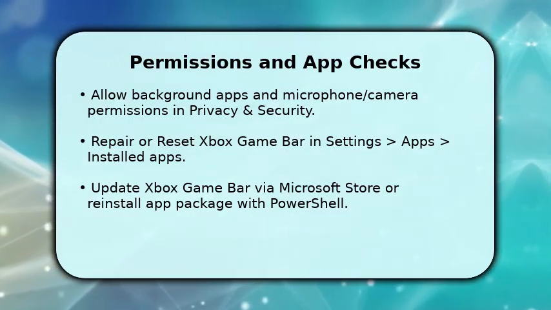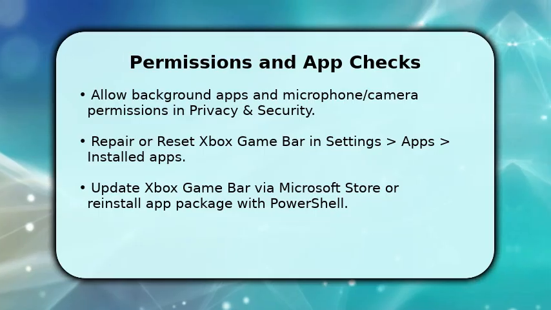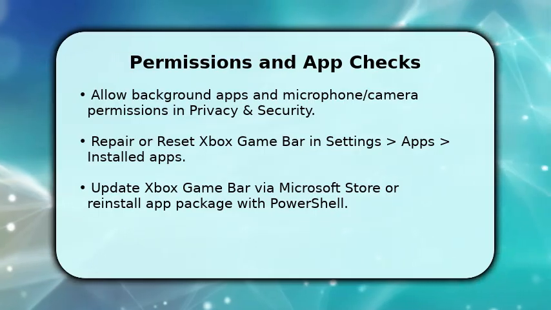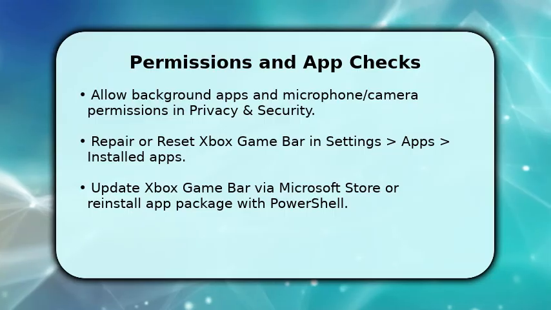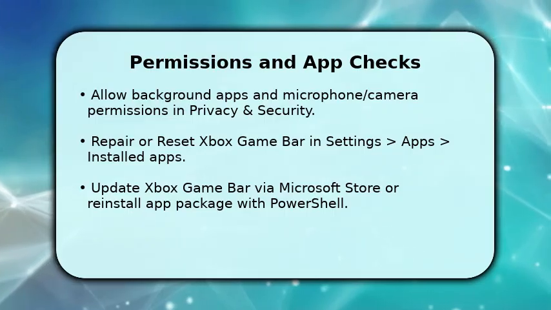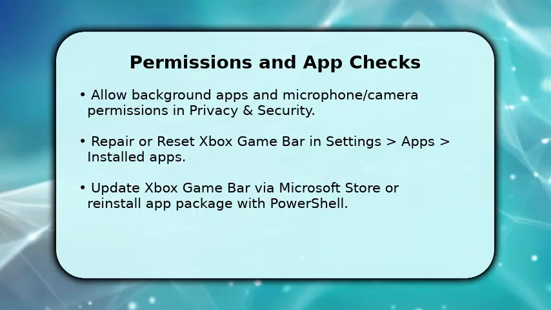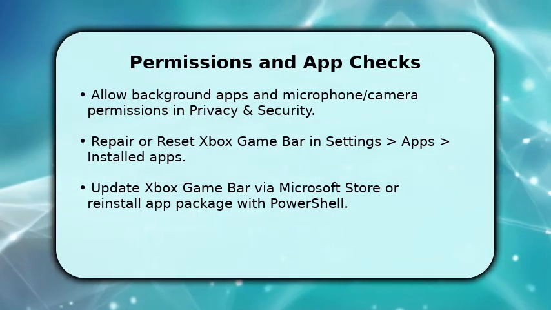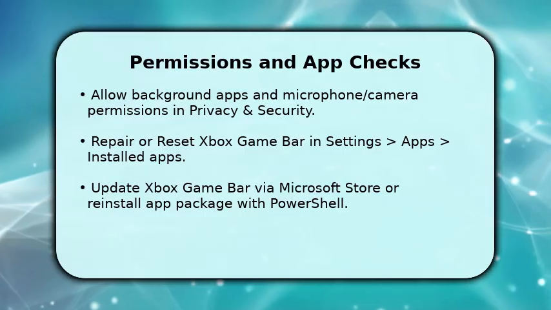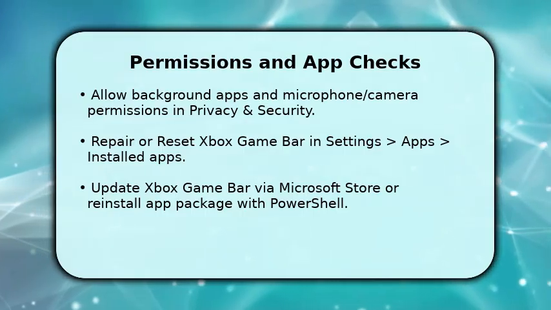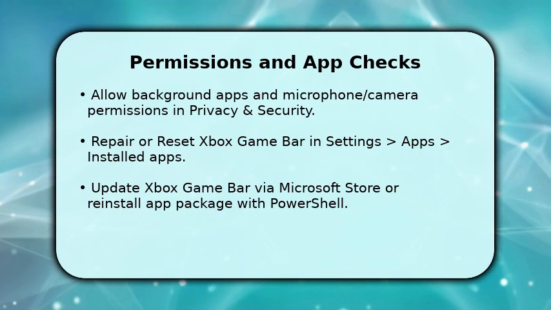Then go to Apps, find Xbox Game Bar and choose Repair. If that fails, reset to clear corrupted settings. Once repaired, update or reinstall via Microsoft Store. Alternatively, run PowerShell as admin and re-register the package using the apps installer command to restore missing components and dependencies.